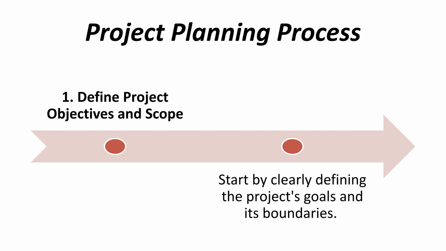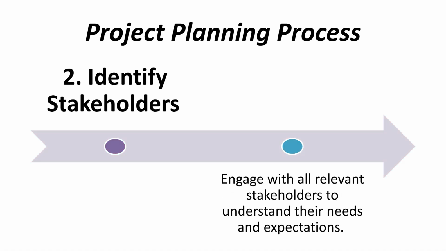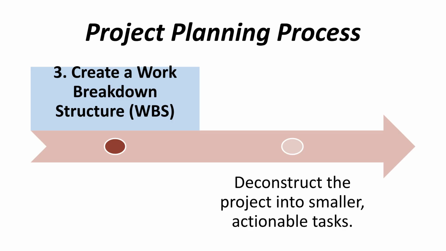The first step in the planning process is to define project objectives and scope. Clearly outline the project's goals and its boundaries. Next, identify stakeholders. Engage with all relevant parties to understand their needs and expectations. Third, create a work breakdown structure, or WBS. Deconstruct the project into smaller, actionable tasks.